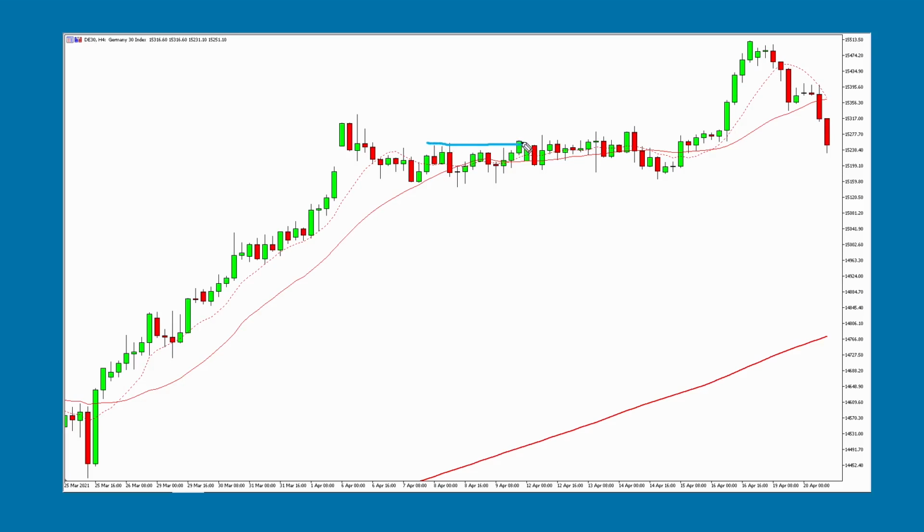A lot of people trade breakouts waiting for the price to break the previous high, like here for example. You can see that the price broke the previous high, but then it was rejected immediately to the downside. You can see a big red candle here.